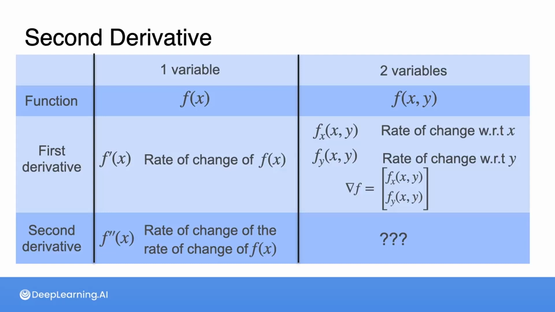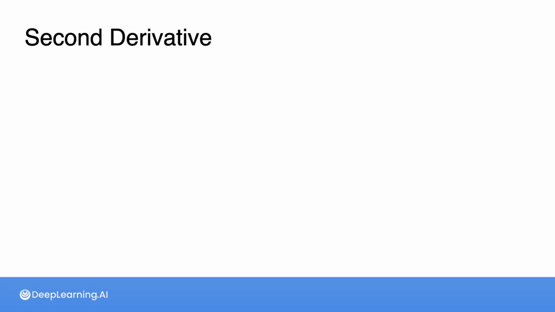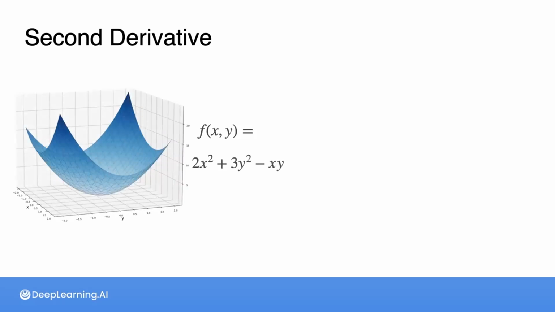This is what I'm going to show you in this video. To understand the second derivative in two variables, let's analyze this simple example: f of x, y equals 2x squared plus 3y squared minus xy. We can take the derivative with respect to x, which is 4x minus y, and with respect to y, which is 6y minus x.